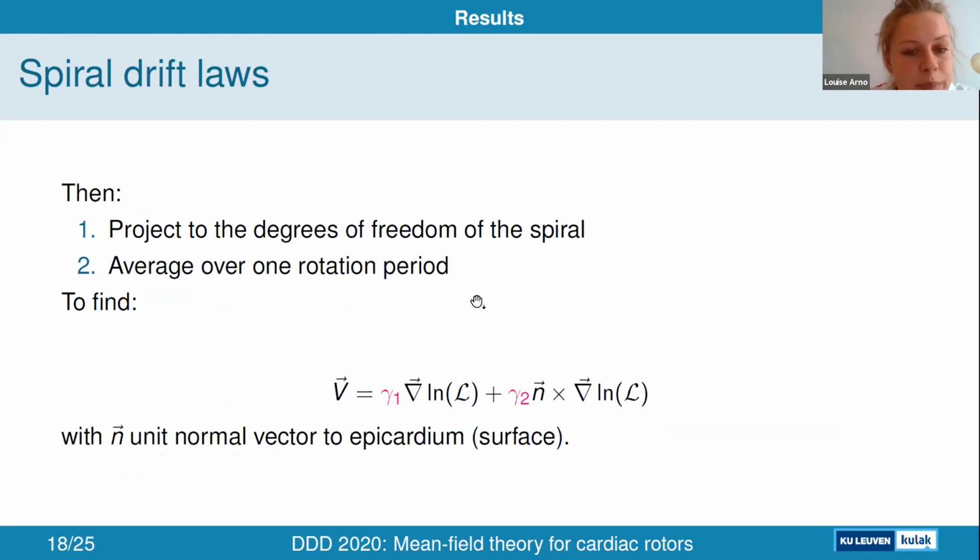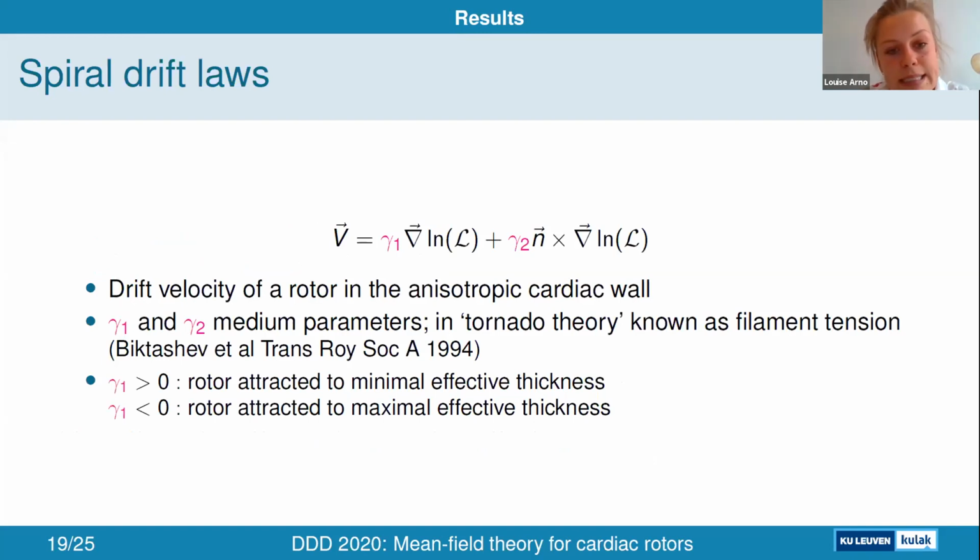Now, to get a better understanding of this equation, we can project this equation to the degrees of freedom of the spiral wave by using response functions. And afterwards, we can also average over 1 rotation period. And the end result, by doing this, we get this equation, for which n is the unit normal vector to the epicardium, so the outer layer of the heart wall. And what does this equation say?